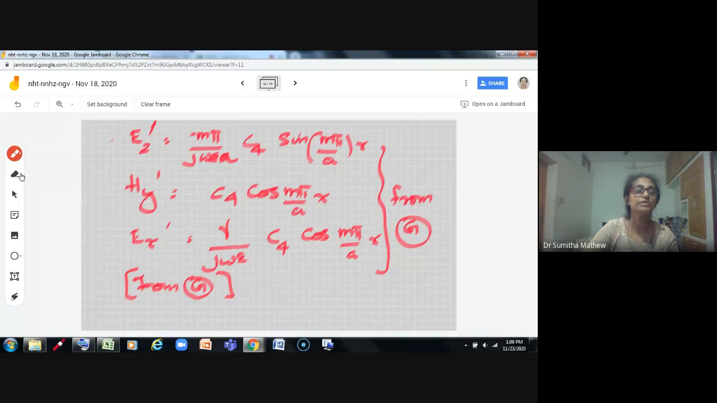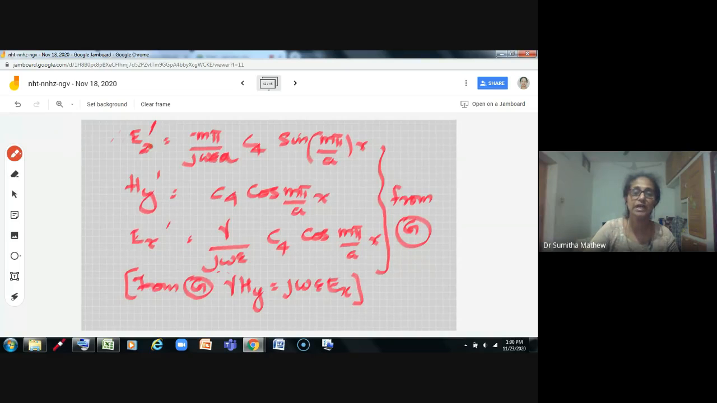Which one? Which equation from G? Which equation do you have to take? Gamma Hy is equal to j omega epsilon Ex. From that equation, you get Ex dash also.